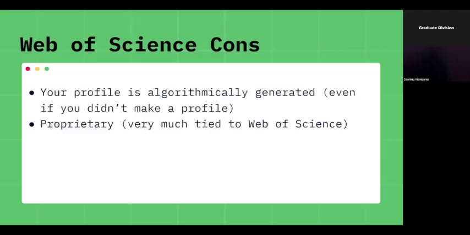Second big thing is that it's proprietary. So it's very much tied, obviously, to this database, Web of Science, which is a very expensive database. It is a subscription database that the library pays for. So if you graduate, that obviously sucks because I can't get into it because you're no longer at the university. So something to be aware of, if you are trying to claim your Web of Science ID, is that you do need access from an institutional level in order to have ownership over it.